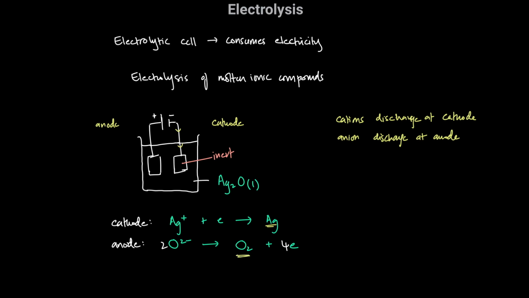And for the overall electrolysis, our equation is Ag2O gives us Ag plus O2. And if you had to balance this, looking at the half equations, we need 4 electrons for the cathode. So if you just multiply everything by 4, we get 2 Ag2O gives us 4 Ag plus O2. So this is the equation for the electrolysis of molten silver oxide.